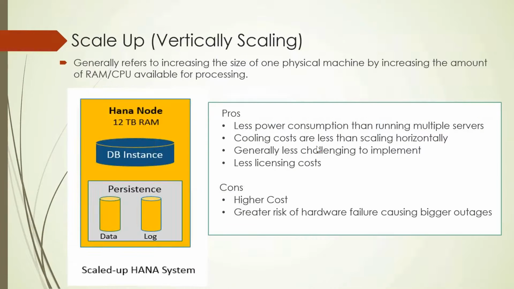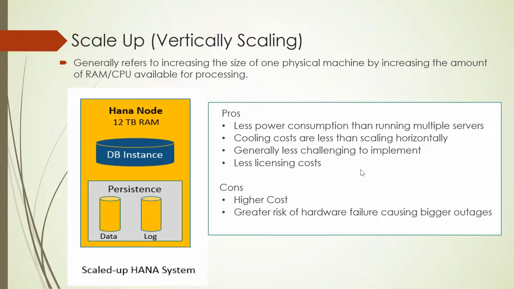Scale up generally refers to increasing the size of one physical machine by increasing the amount of CPU and RAM. So what are the pros and cons? The pros: less power consumption is required in the data centers, and cooling cost is less compared to scaling horizontally, that is, compared to scale out. It is generally less challenging to implement, because you have one system and just add CPU and RAM to it.